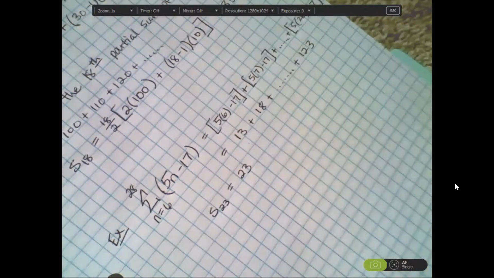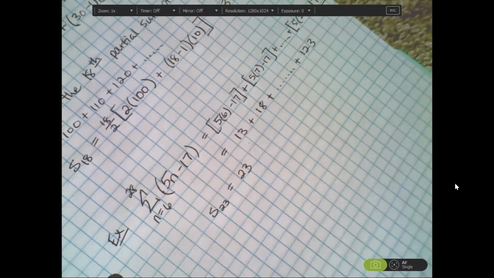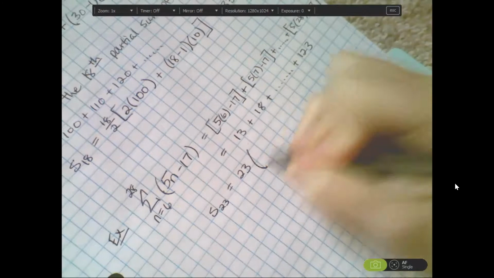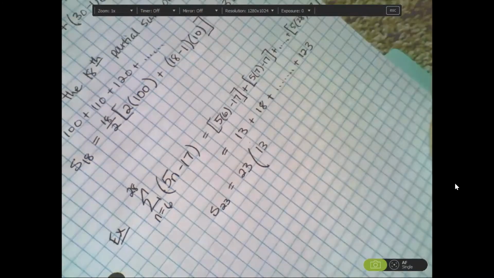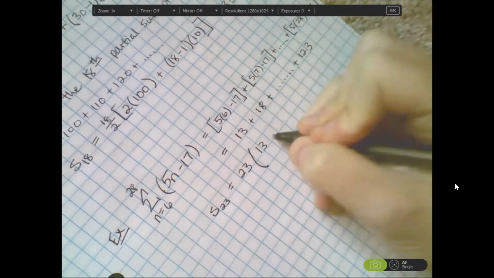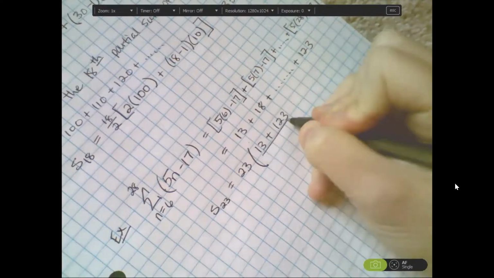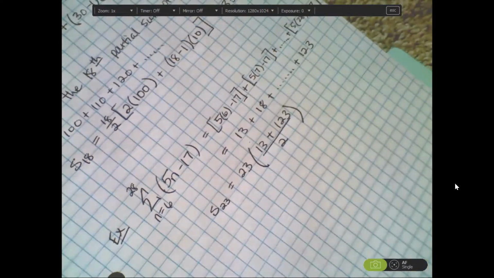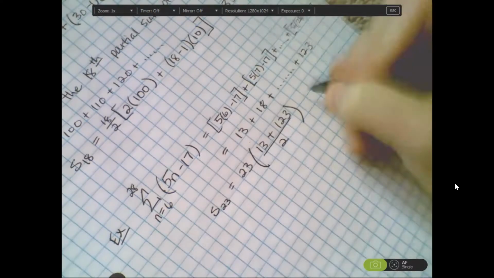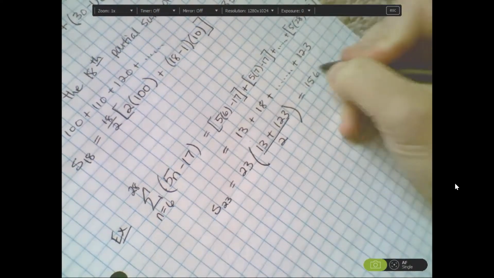So I'm going to use that first formula that we wrote down. My n value is 23. I know the first number in my list is 13. I know the last number in my list is 123. So I can plug those into that formula and work out my total sum.